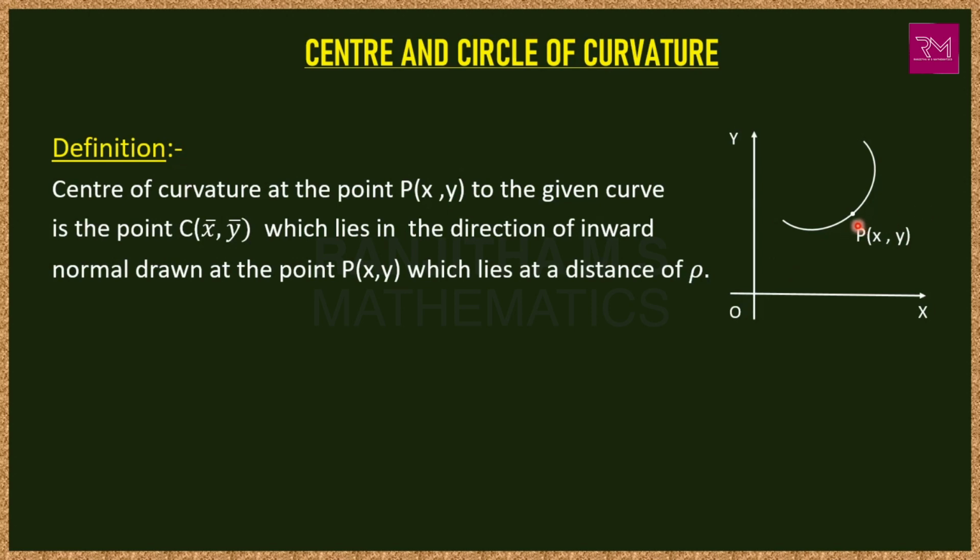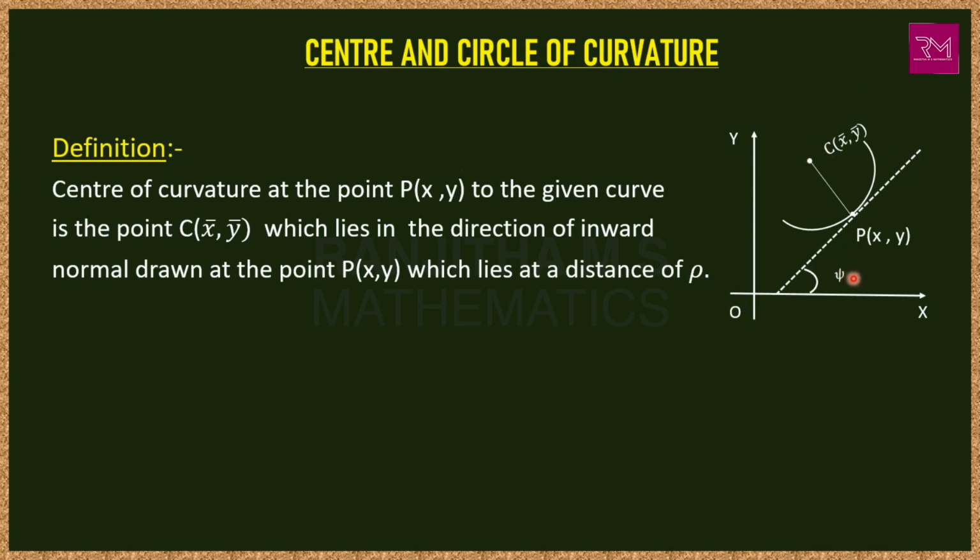This is the point P(x, y). To draw the inward normal at the point P(x, y), we require the tangent. So this is the tangent at the point P(x, y). Now we all know that the normal vector is drawn perpendicular to the tangent. So this is our normal vector drawn in the inward direction at the point P(x, y). Hence, we can conclude that this point is C(x bar, y bar). This is our center of curvature.